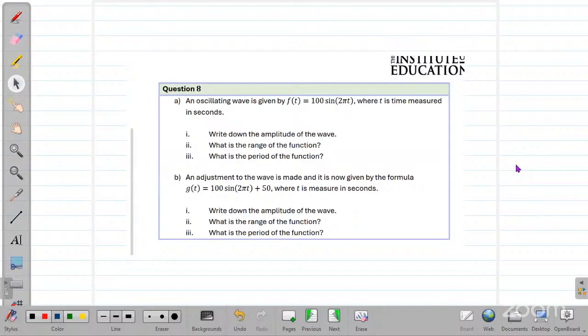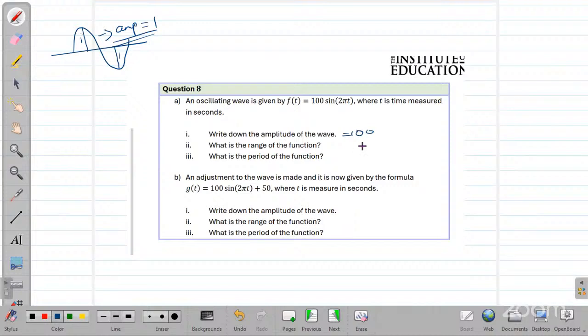So what is the amplitude? What is the amplitude of sine x function? So this length is 1, this length is 1. 1 plus 1, 2, half of 2 is 1. So 1 is the amplitude. Is that right? So here amplitude will be 100, correct?